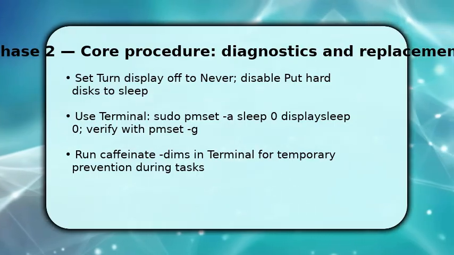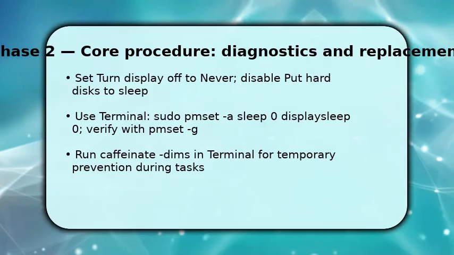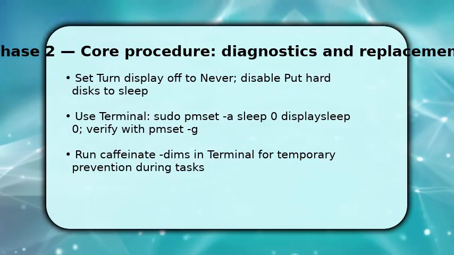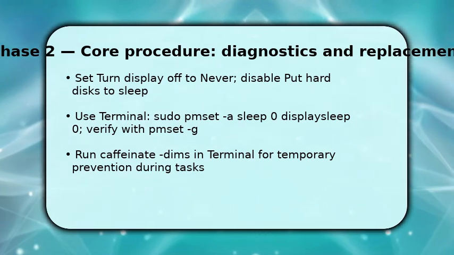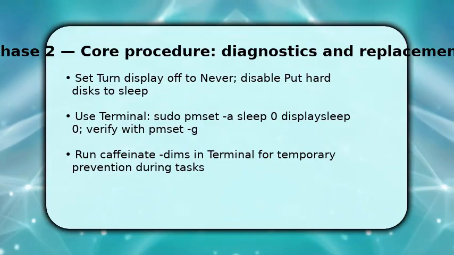To prevent sleep temporarily for a session, run caffeinate -dims. That keeps display, system, and disks active while the process runs. Make sure to verify with pmset -g so you confirm the new values are active.